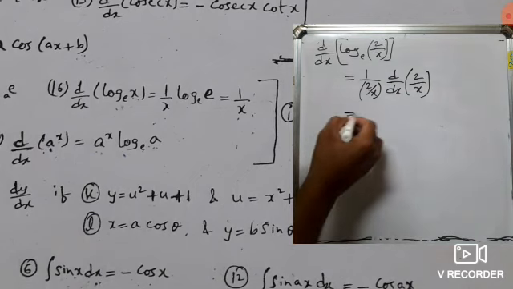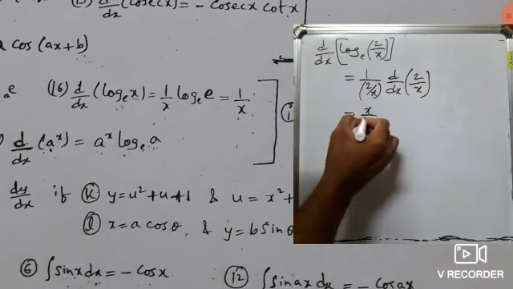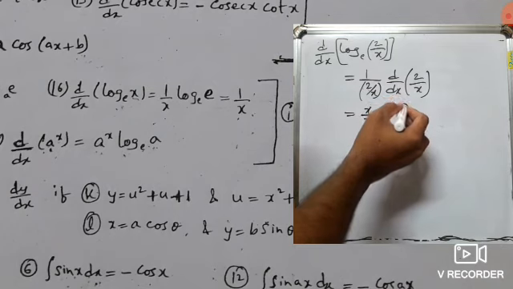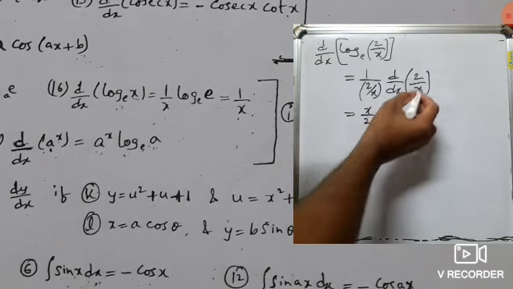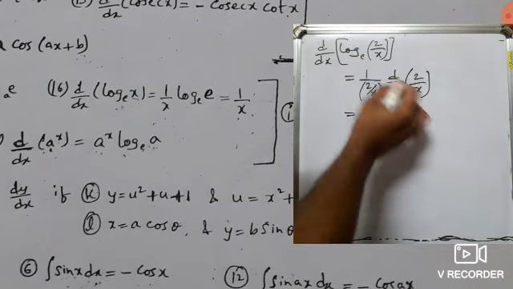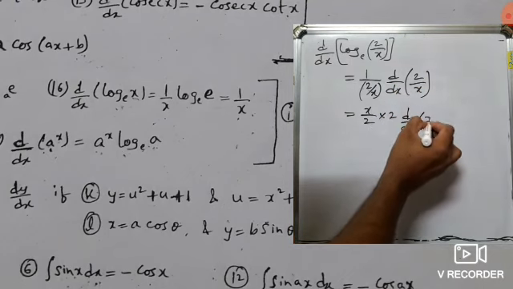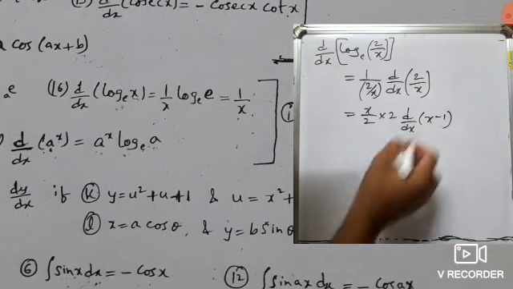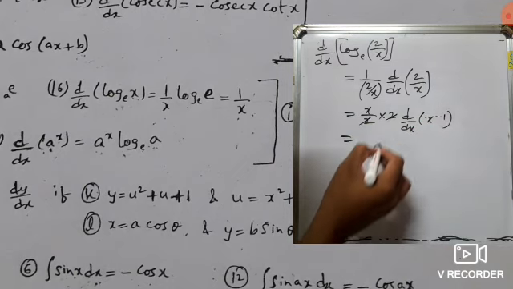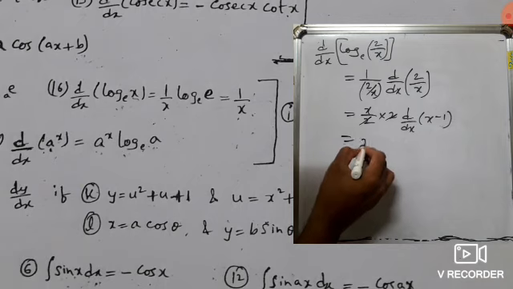So we will get, x will go up, it will be x/2, and d/dx of 2/x will give 2 in front, and x will go up, so it becomes d/dx of x to the power minus 1. This 2 cancels, so it will be x.